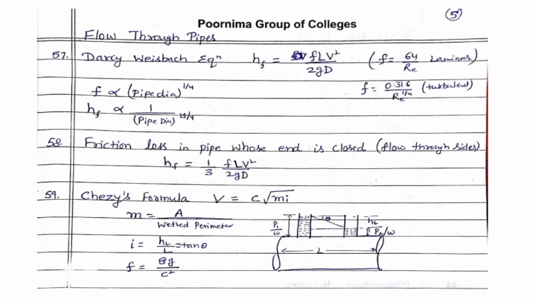Now the Chezy's formula is V = C√(mi), where C is the Chezy's constant and i can be denoted as tan theta, as you can see from the figure. It is the head loss divided by total length L, and m is the area divided by wetted perimeter. In this case, f is 8g divided by C².